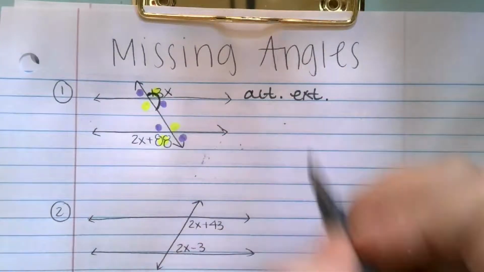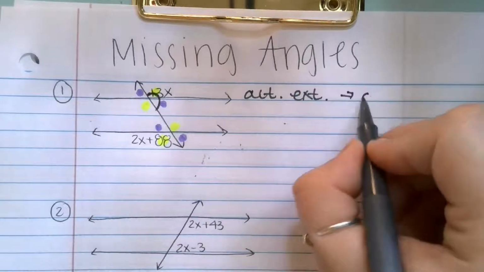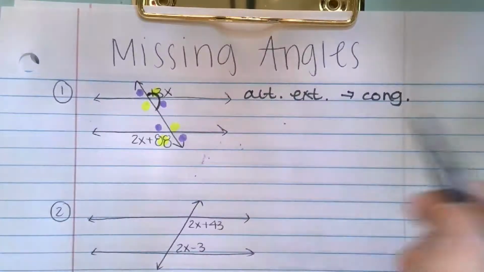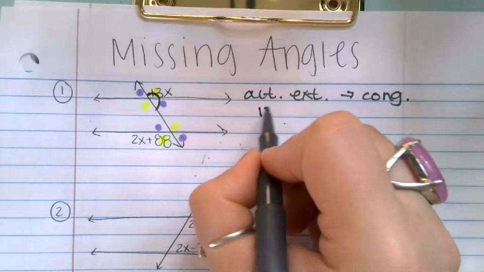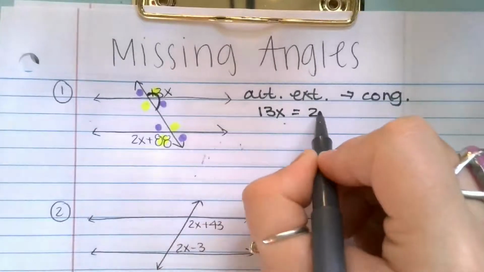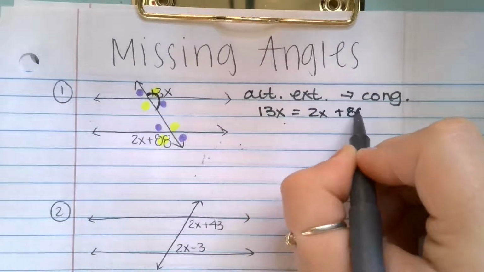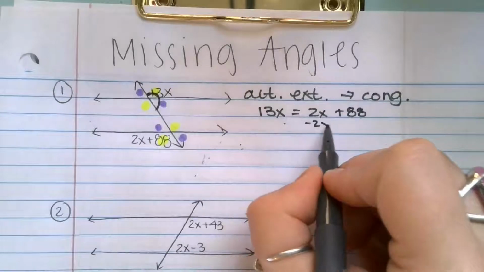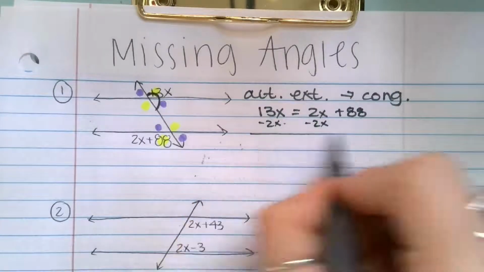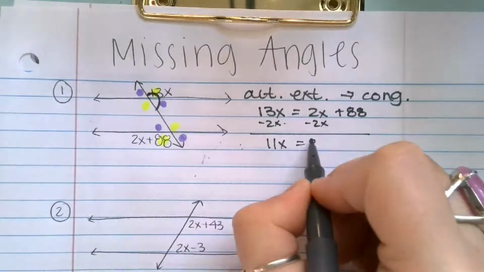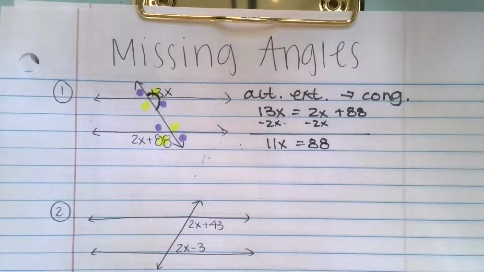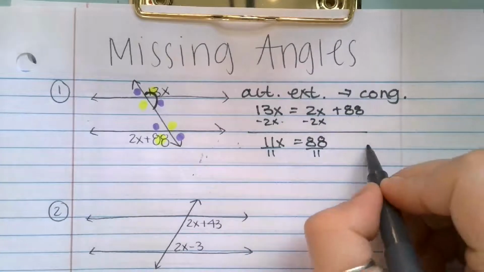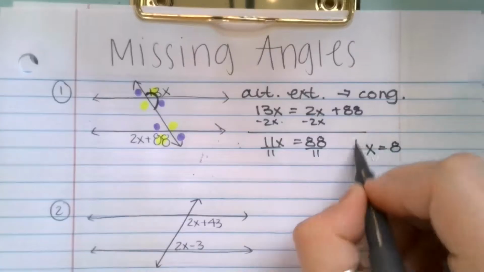And we know alternate exterior angles are congruent. We also know that from the color coding. So to set this up and solve, we just get 13x equals 2x plus 88. To solve this, we'd subtract 2x from both sides. So we get 11x equals 88. This at this point is just simple algebra 1 skills. Okay, so we find that x equals 8.